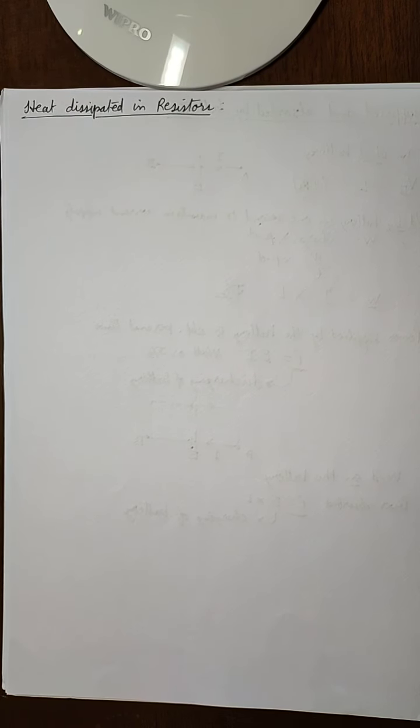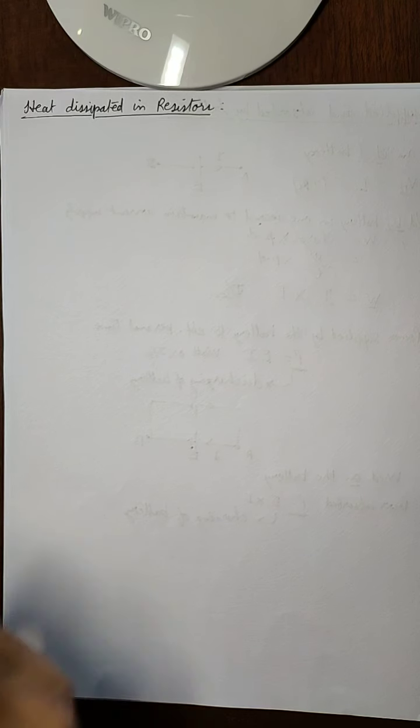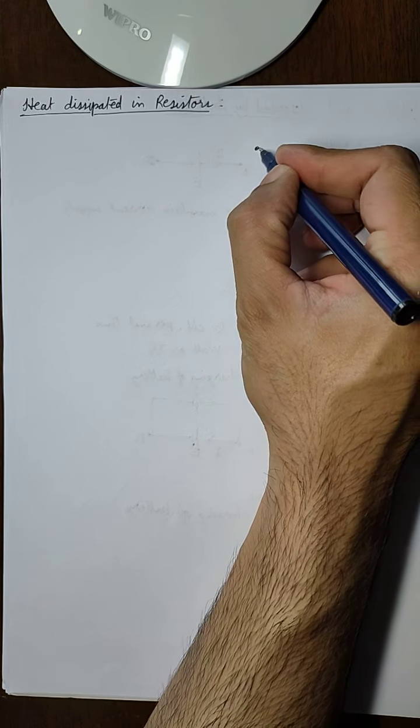As we have studied in one of the previous videos, whenever a current is passed through a resistor, heat is generated, or we can say heat is dissipated in the resistor, and that happens because of the collision of free flowing electrons.